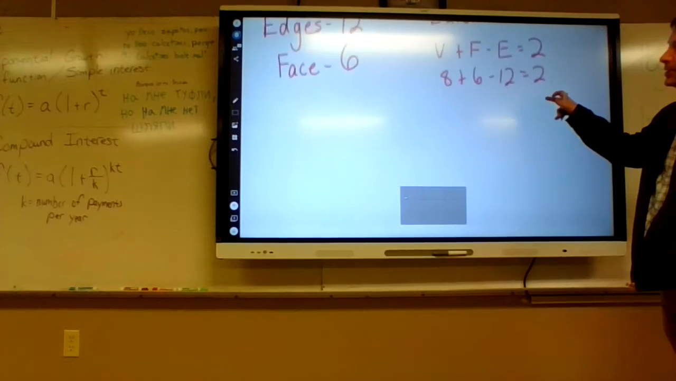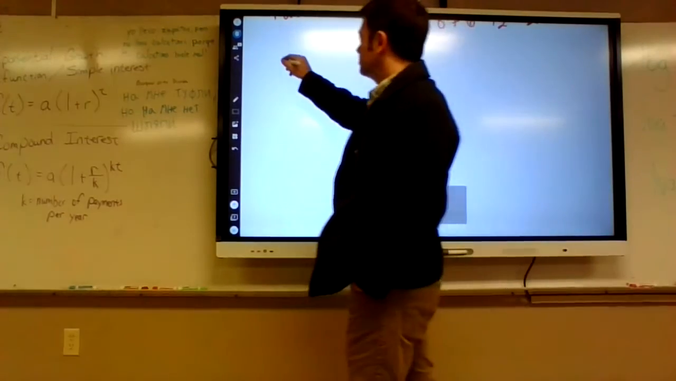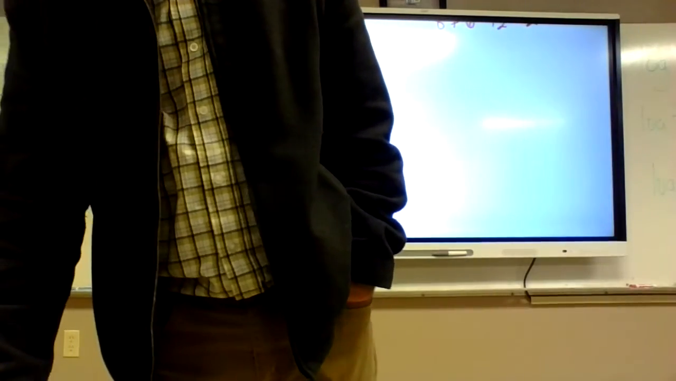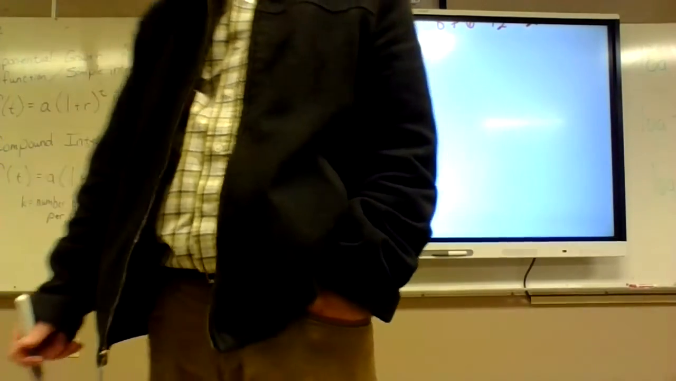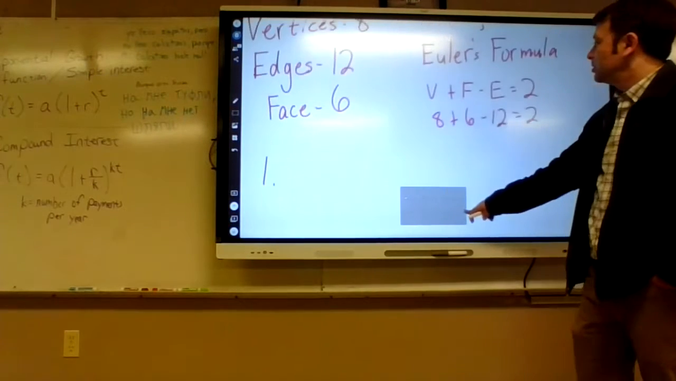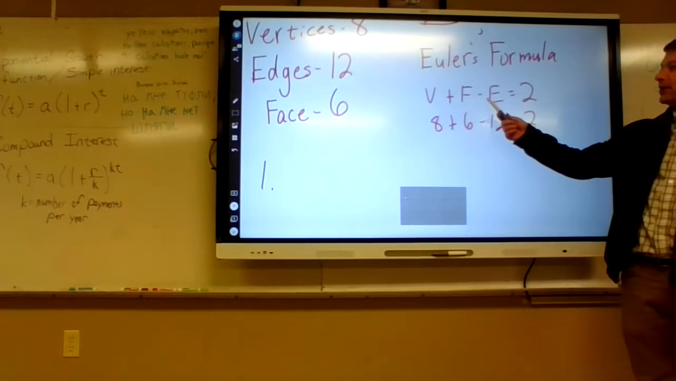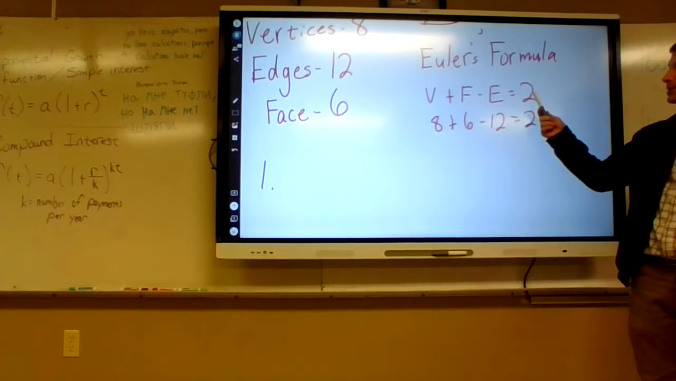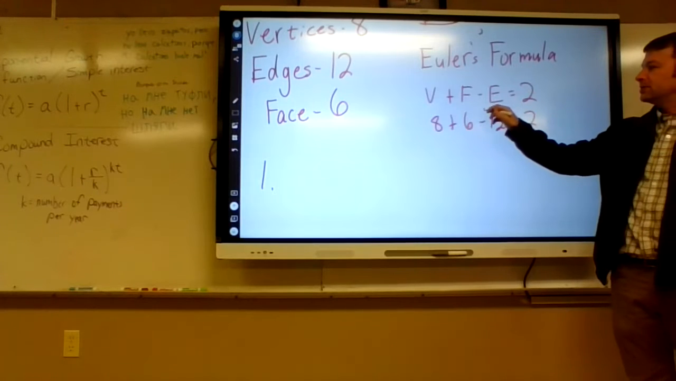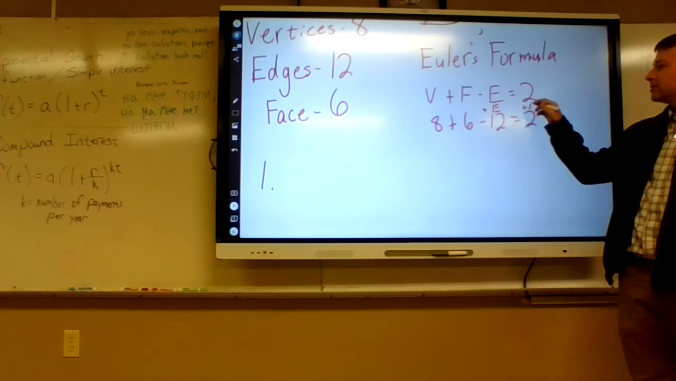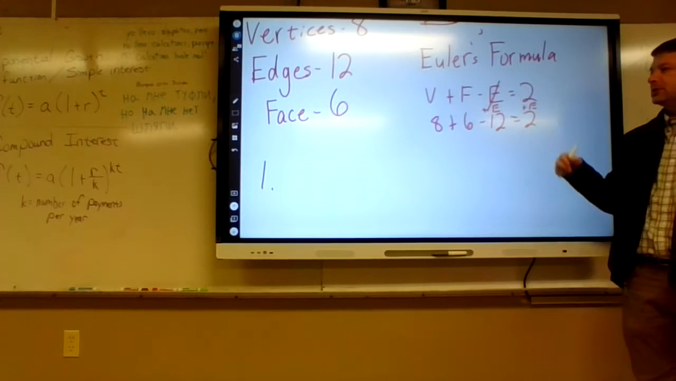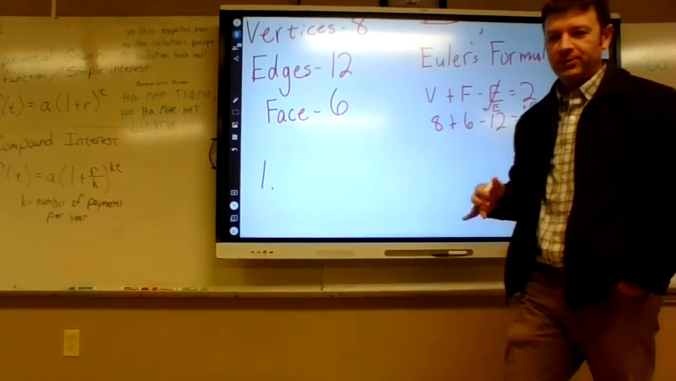All right, now we're ready. Number 1. True or false? Euler's formula can be written as v plus f equals e plus 2. False? Okay, if we add this e to this side, what will it turn into? It'll be v plus f equals e plus 2, right? So number 1 is true. If you said true, you were correct.